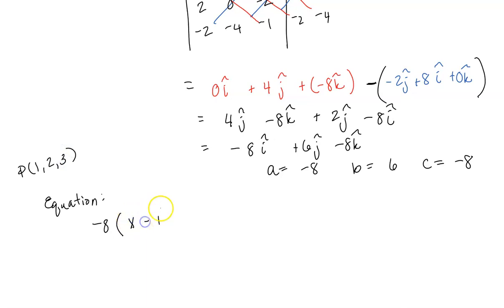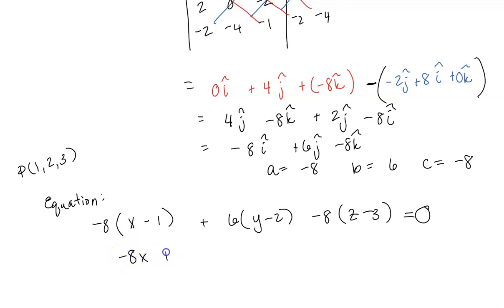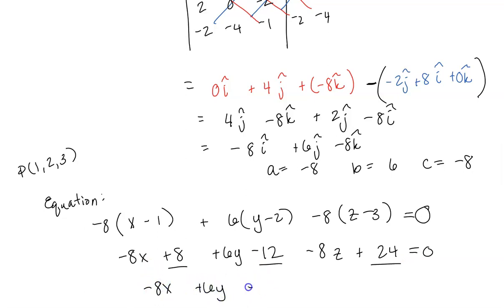So we'll have negative 8 times (x minus 1), plus 6 times (y minus 2), minus 8 times (z minus 3). If you had a point that had a bunch of zeros, you might want to choose that one just because it would be easier. Otherwise, I always go with the first. So we'll have negative 8x plus 8 plus 6y minus 12 minus 8z plus 24 equals 0. We'll collect all our like terms and get negative 8x plus 6y minus 8z, and then adding the constants together, we get plus 20 equals 0.